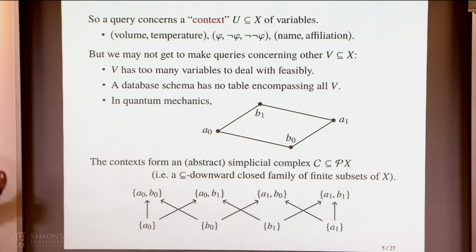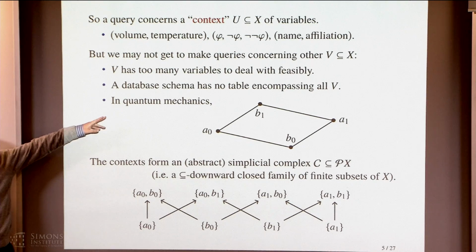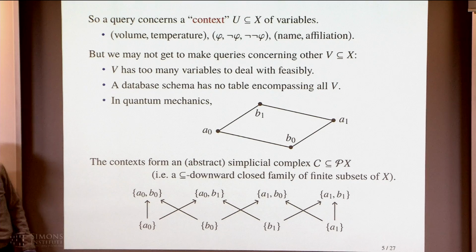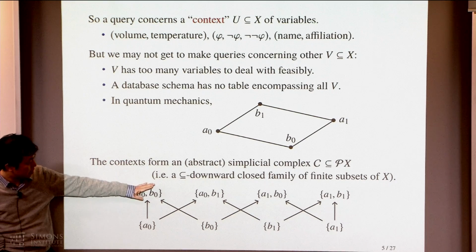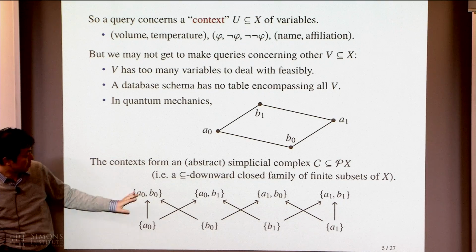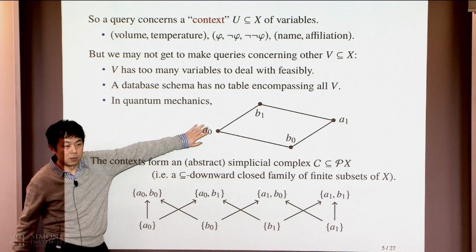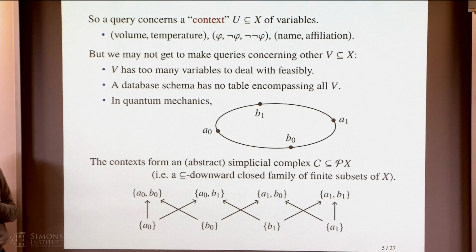Now, the point is that the family of contexts of measurements that can be made at once is going to form a simplicial complex, that is a downward closed family of finite subsets of all the measurements. So it looks like this, or if you look at it this way, this is a simplicial approximation to a circle of the kind that we saw in the previous slides. Okay, so these are two topological aspects in the model.